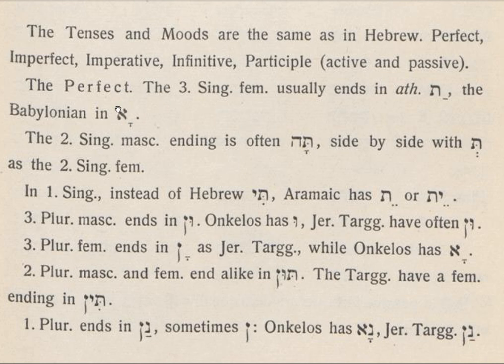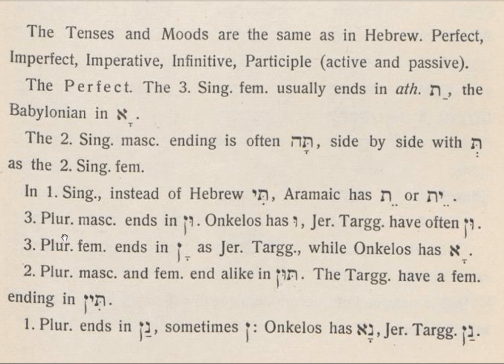Some notes. The perfect, the third person singular feminine, usually ends in at. Ath in a more classical pronunciation, at. The Babylonian in ah. The second person singular masculine ending is often ta, side by side with t, as the second singular feminine. In the first person singular, instead of the Hebrew t, Aramaic has et or eight. These are both really pronounced the same.